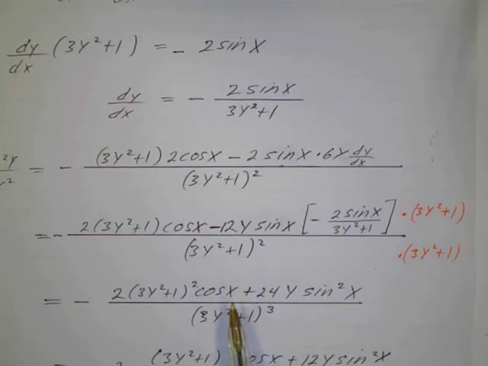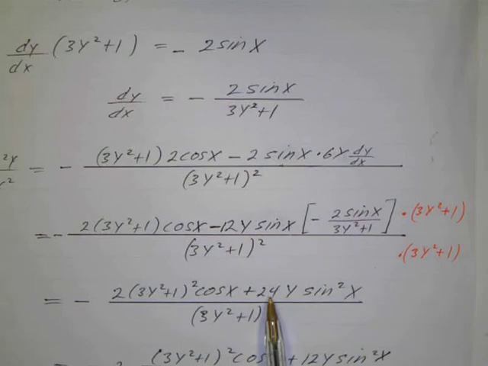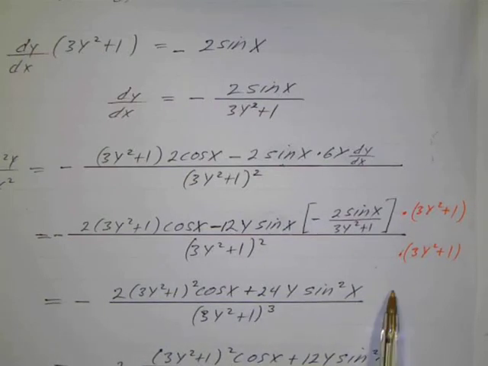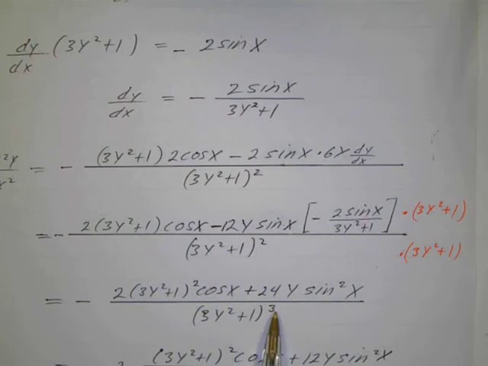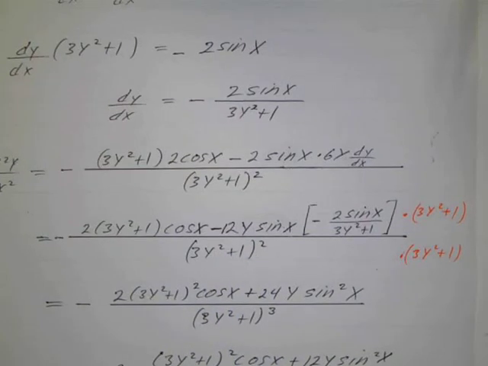A negative times a negative is a positive. 2 times 12 is 24. I've got a y. And the sine of x times the sine of x is the sine squared of x. So that simplifies not too bad, pretty fast. And then we've got 3y squared plus 1 times 3y squared plus 1 squared, which is 3y squared plus 1 cubed. So that's almost ready to go.